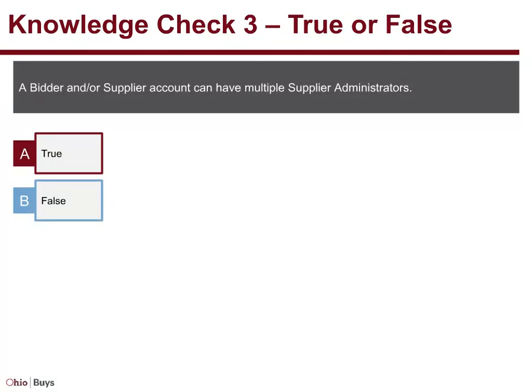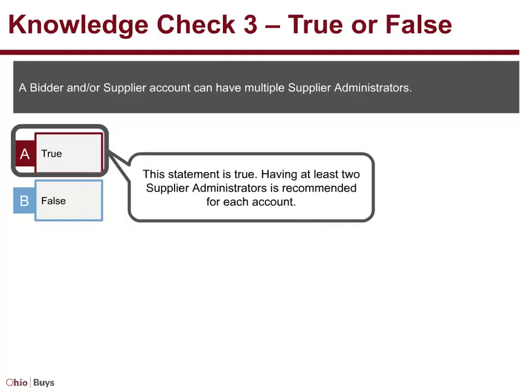Knowledge check 3. True or false. A bidder and/or supplier account can have multiple supplier administrators. This statement is true. Having at least 2 supplier administrators is recommended for each account.